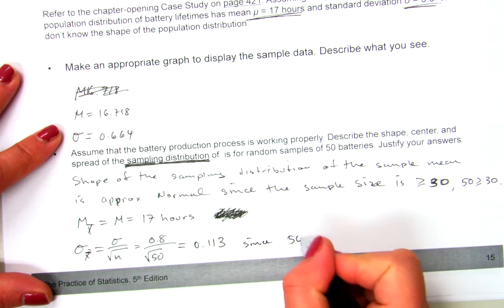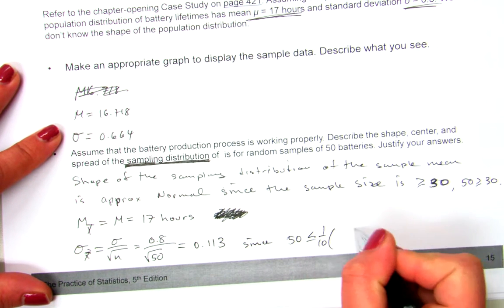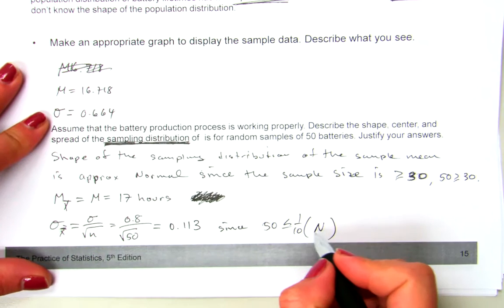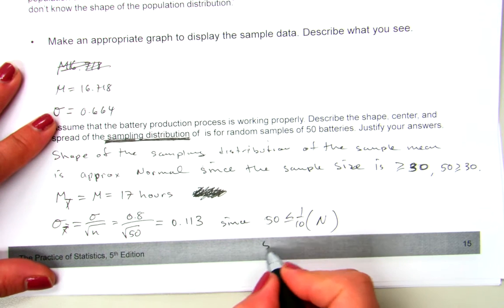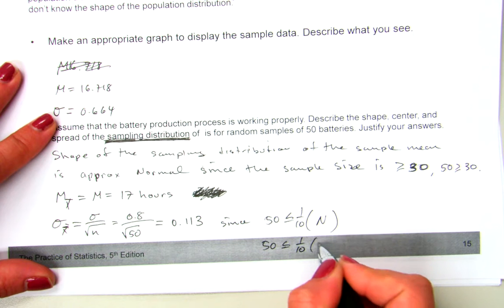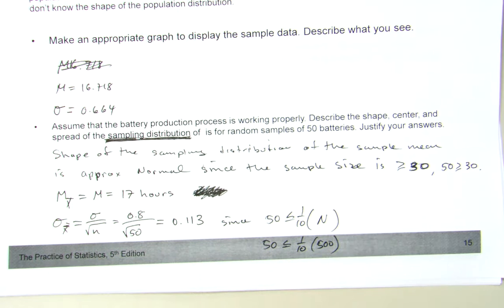Since 50 is less than 10% of our population, it means we need, what, 500? 1/10 of 500. And then, yeah, so we're good to go. I'm pretty sure we have more than 500 batteries in our entire population of batteries in this case. Okay. I think that's it.